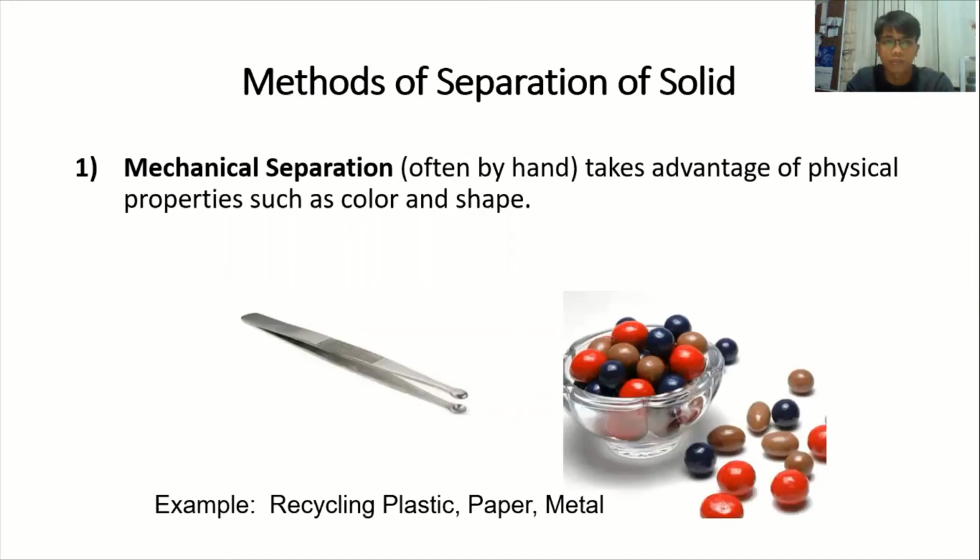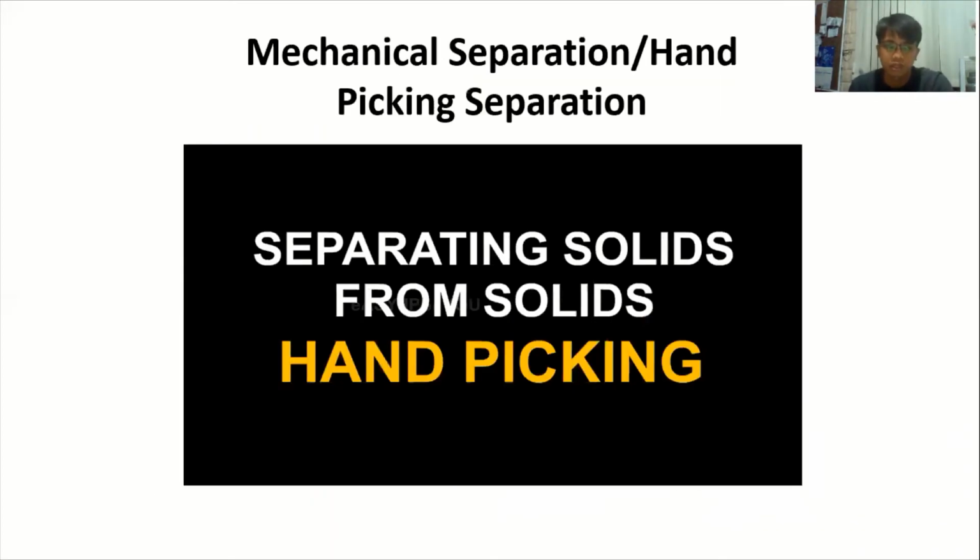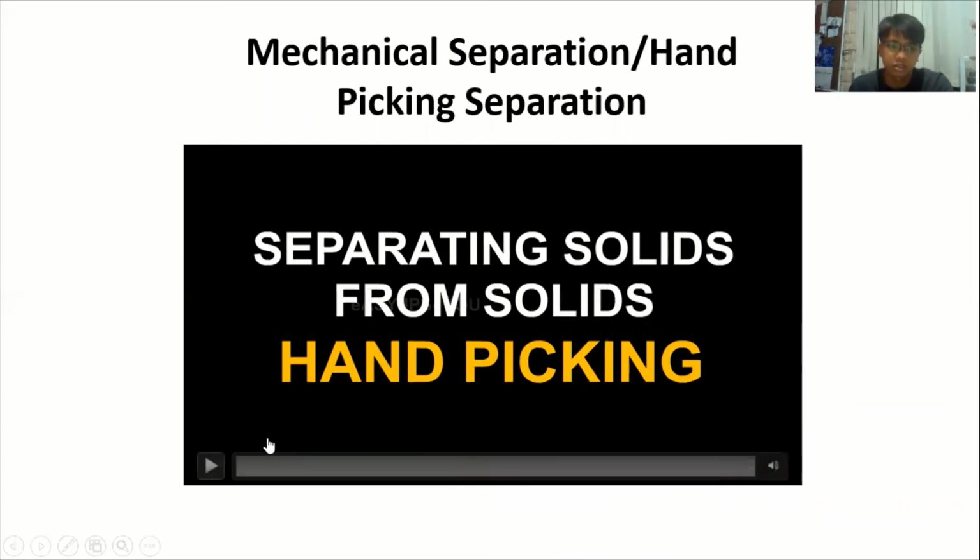First is mechanical separation. Mechanical separation, often by hand, takes advantage of physical properties such as color and shape. For example, recycling plastic, paper, or material. Here's a quick video to enlighten you guys.